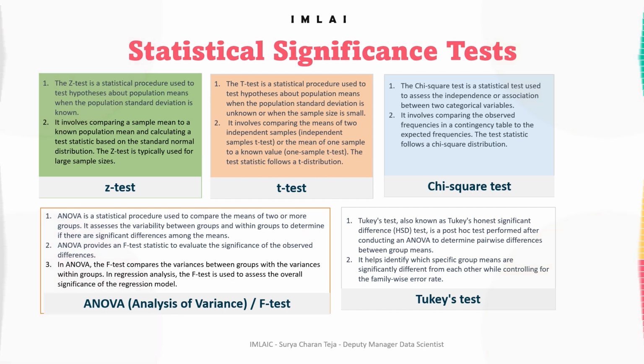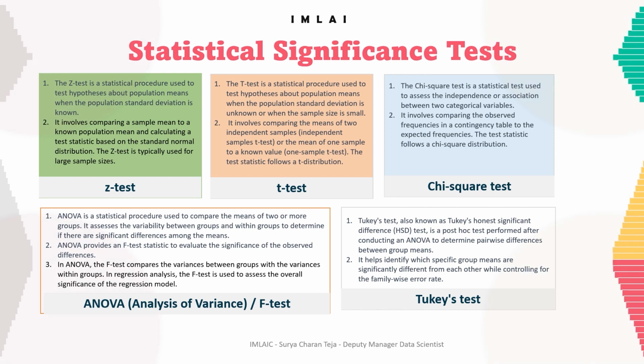And the f-test is going to do the statistical significance test if you have a target variable which is continuous and your predictors or features are nominal or categorical variables which are multinomial. So ANOVA is a statistical procedure used to compare the means of two or more groups. It assesses the variability between the groups and within the groups to determine if there are significant differences among the means. ANOVA provides an f-test statistic to evaluate the significance of the observed differences. In ANOVA, the f-test compares the variances between the groups and the variances within the groups. In regression analysis, the f-test is used to assess the overall significance of the regression model.